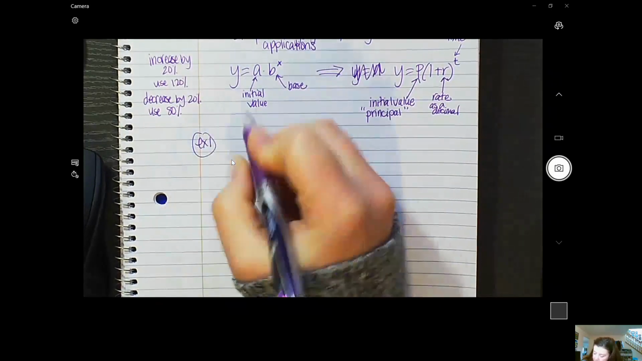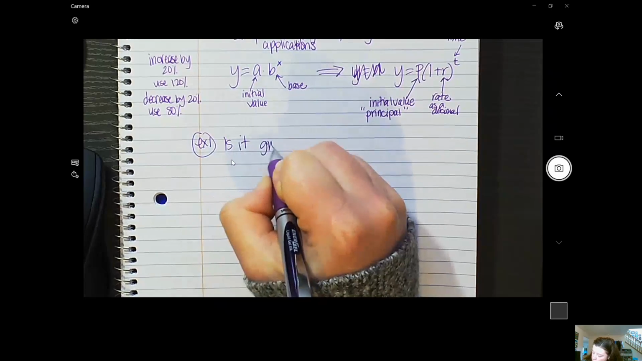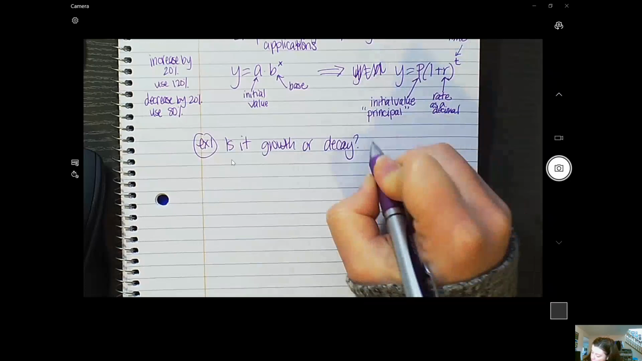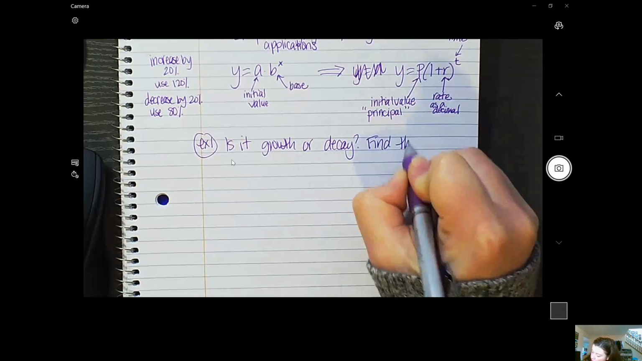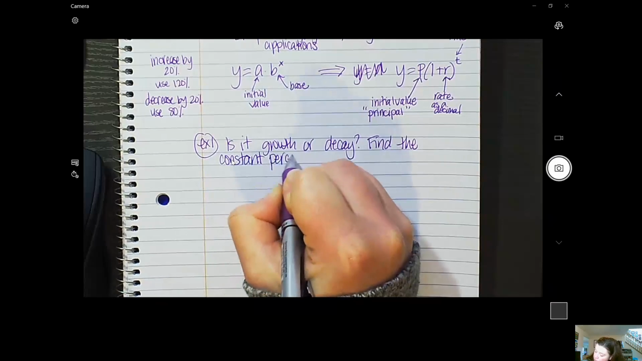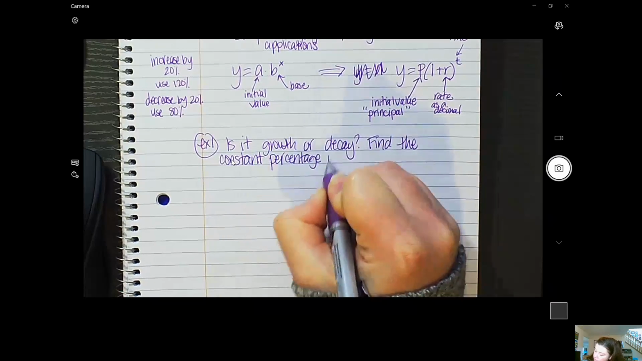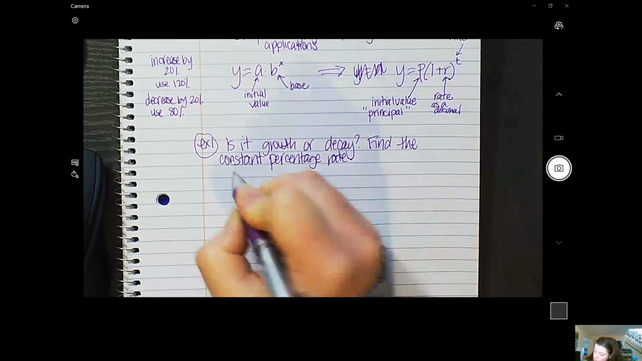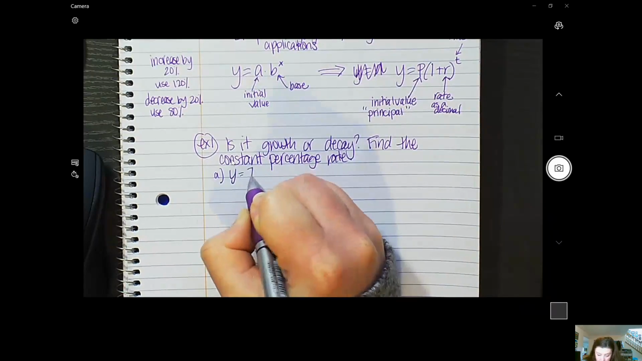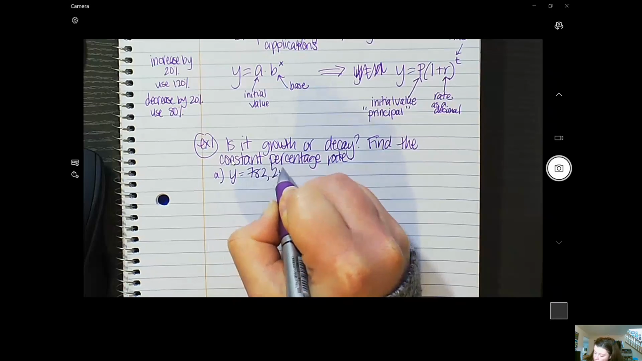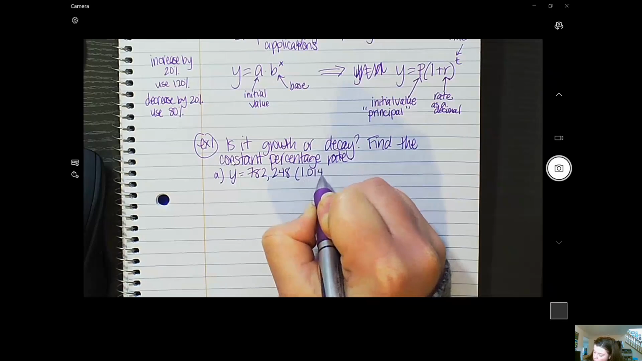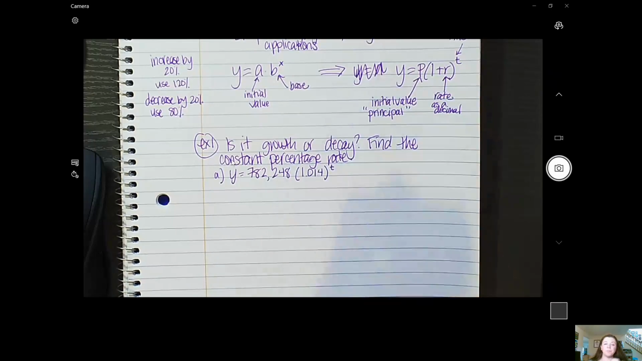So here we go. Example 1: is it growth or decay? Find the constant percentage rate. Problem A: y equals 782,248 times 1.014 to the t power.